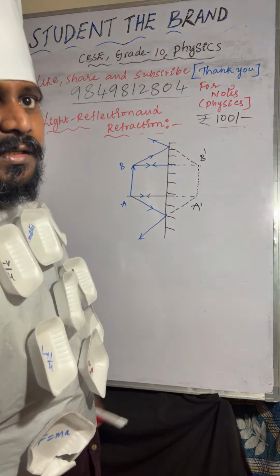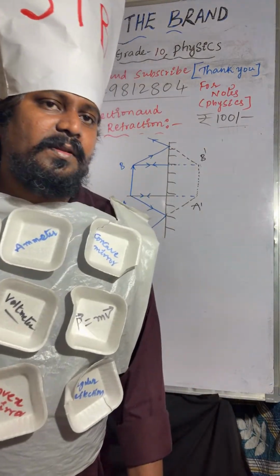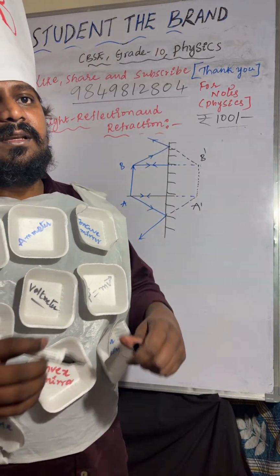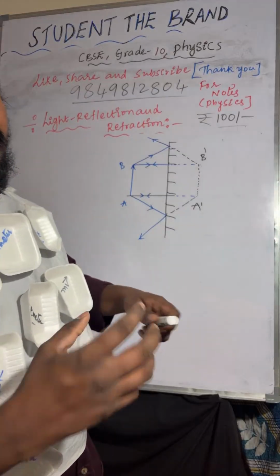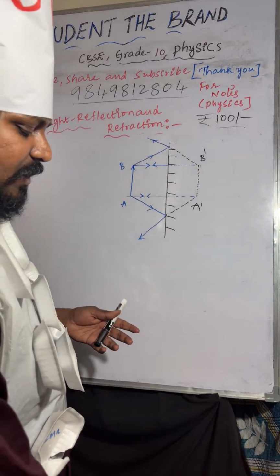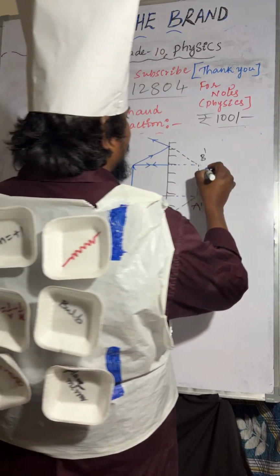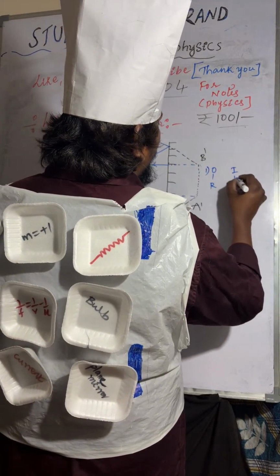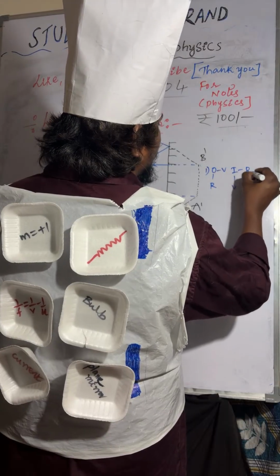Virtual image. So in the previous example I mentioned, if the object is real, the image is virtual. If the object is virtual, the image is real. So first point you can say: object is real, image is virtual; object is virtual, image is real.